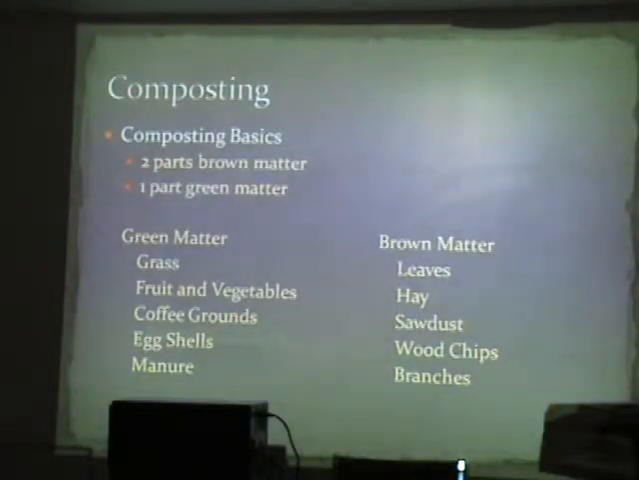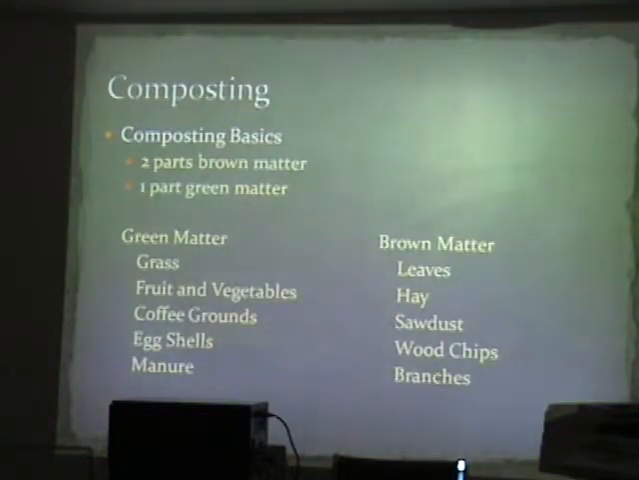More composting basics. You want 2 parts brown matter and 1 part green matter in your pile. The green matter is grass clippings from your lawn, fruits and vegetables, coffee grounds, eggshells, and manure. I know that eggshells are really good if you're growing tomatoes. Tomatoes love the eggshells. As far as the grass clippings go, I wouldn't add them to your composting pile if you just sprayed with a pesticide, like 2,4-D or Roundup. I wouldn't put anything like that in your composting pile, so bad idea.